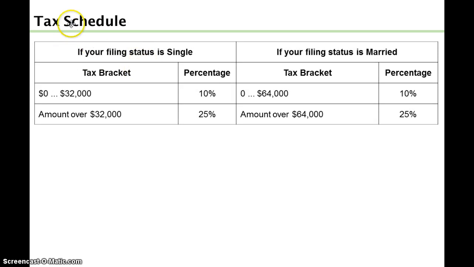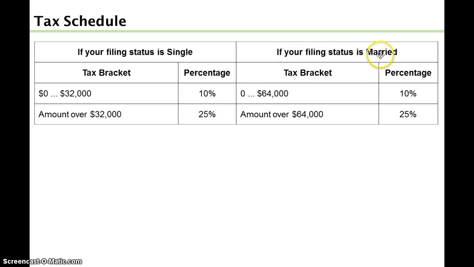Okay, so here's an example, a tax schedule example where you could use your nested if statements. This is for paying taxes to the government. So if you're single and your income level is between 0 and 32,000, then the tax you'll have to pay is 10%. So you have to pay 10% of your salary or income to the government. If your income is greater than 32,000, so if you make like 33,000 or 34,000, anything over 32,000, you have to pay 25% of your income.